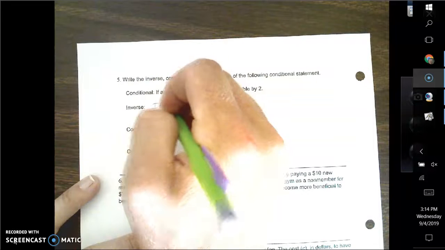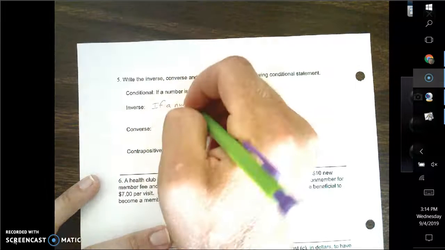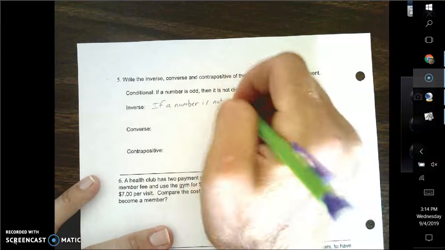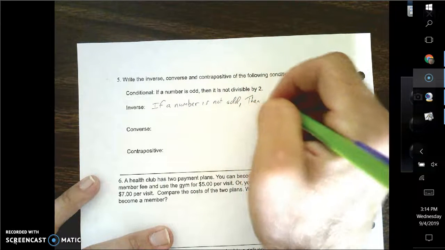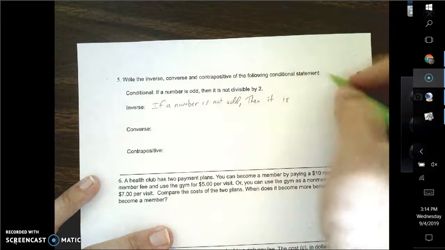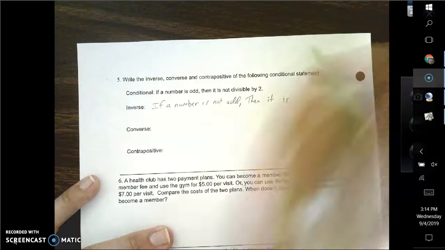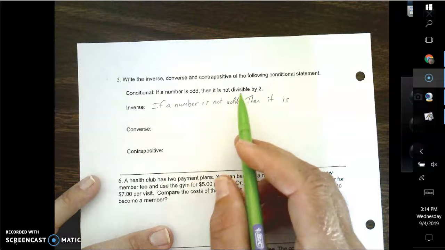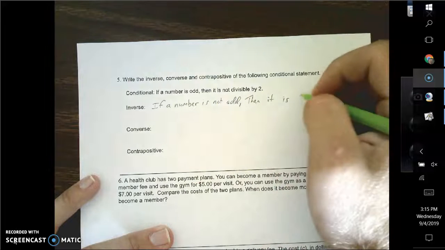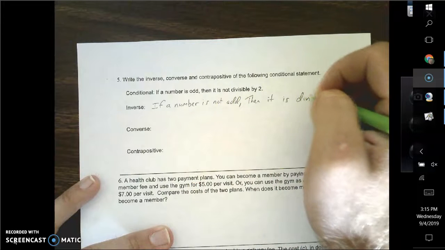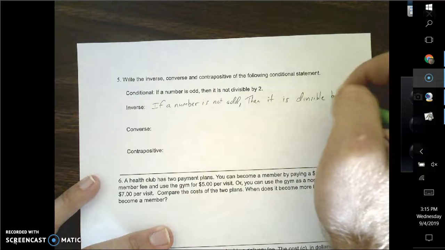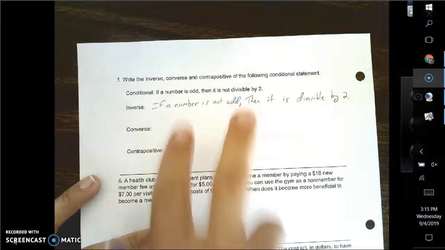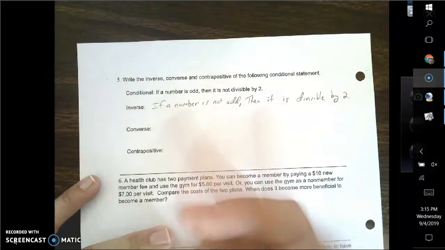If a number is not odd, then it is, now be careful here, okay? If you're going to do not, it would cancel each other out, and then it becomes, then it is divisible by 2, okay? Good.